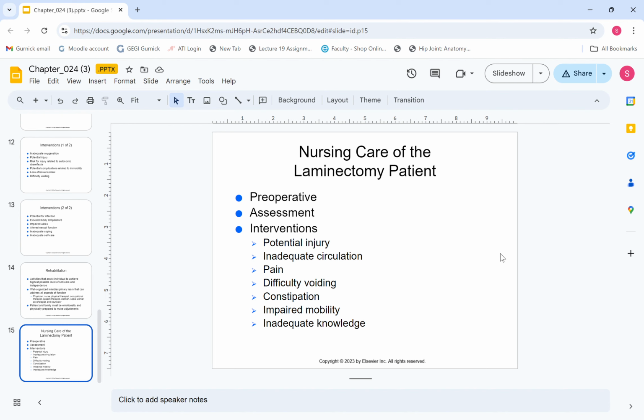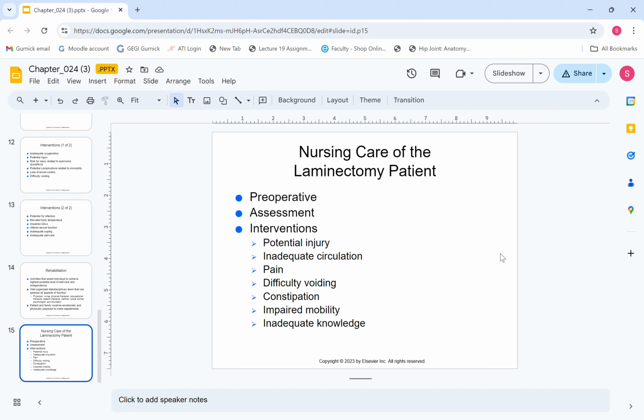Okay, potential for injury after laminectomy. After any surgery, there's always risk for infection. All right, so we're going to assess the dressing, assess the surgery area. We're going to do as much respiratory hygiene as we can.